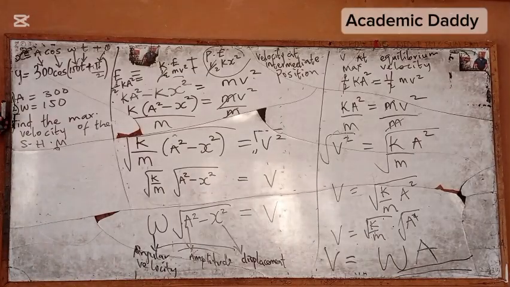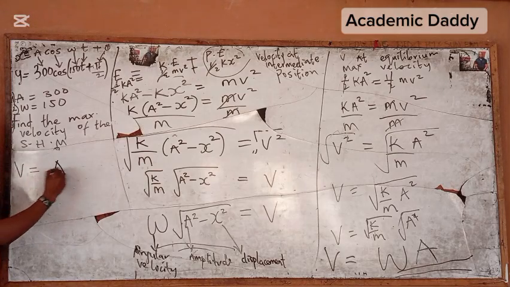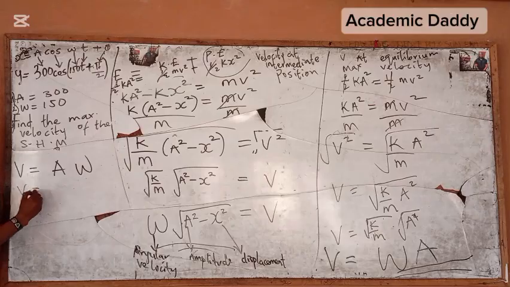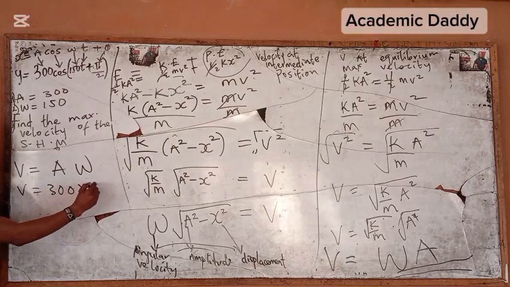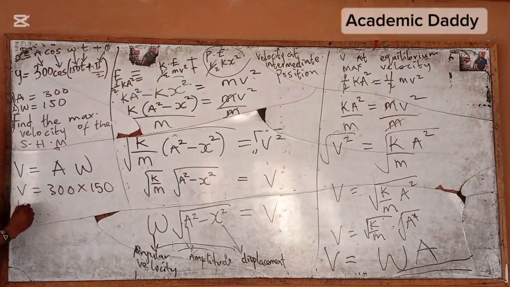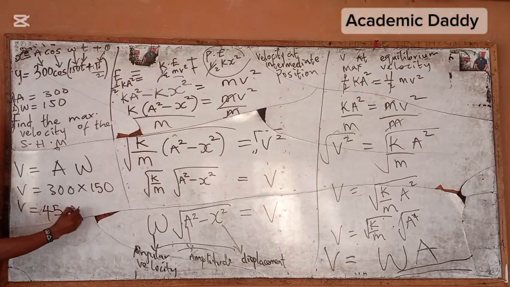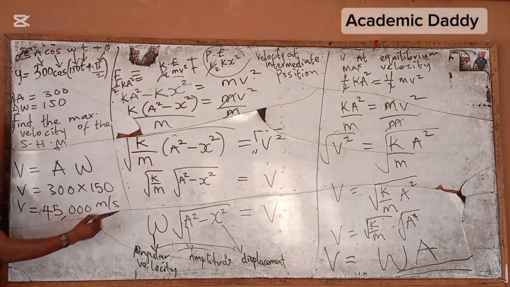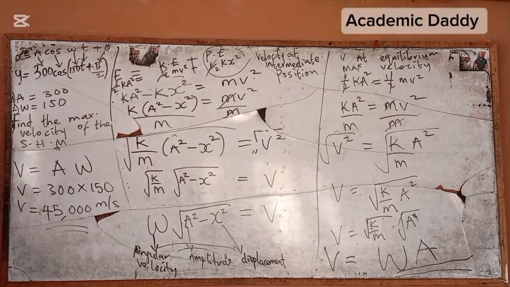300 times, which is what? So V will simply be Aω, which is 300 times 150. So V will equal to what? 45,000, which is in meters per second.